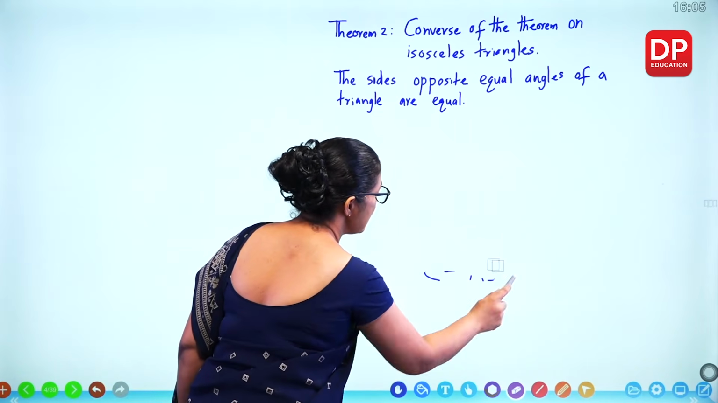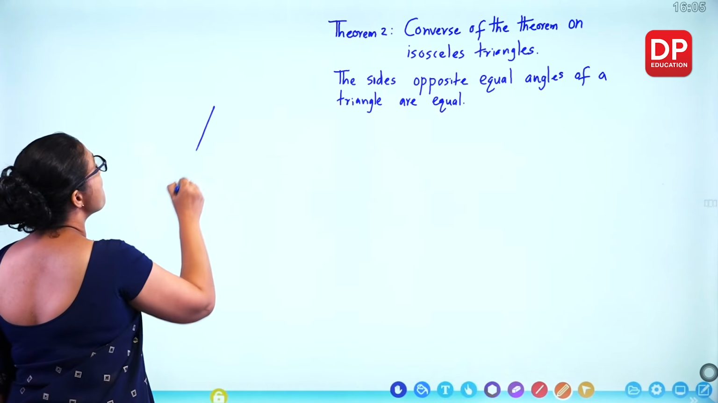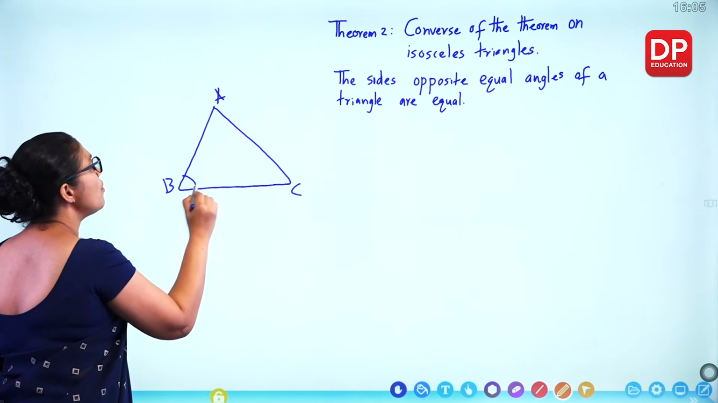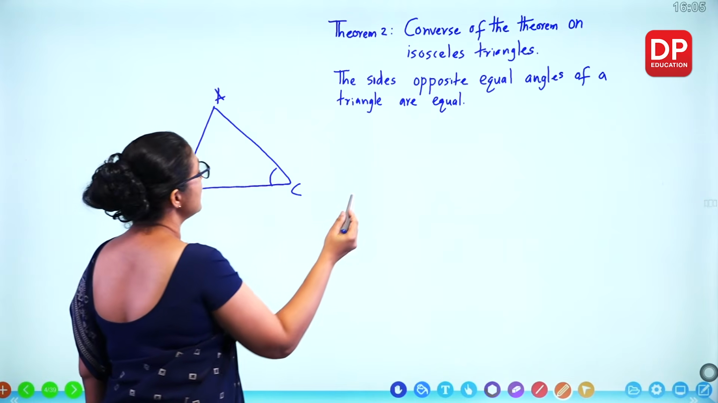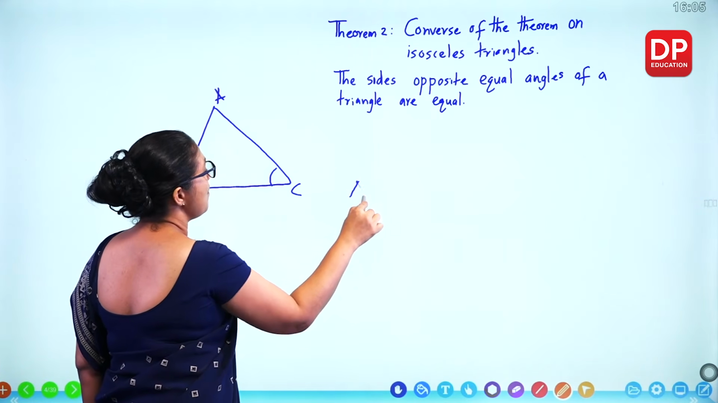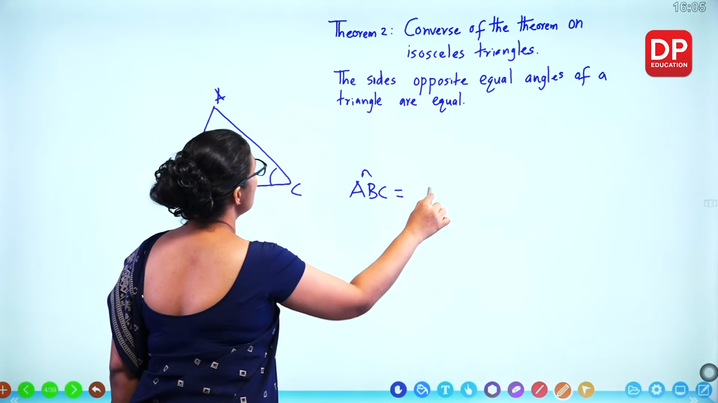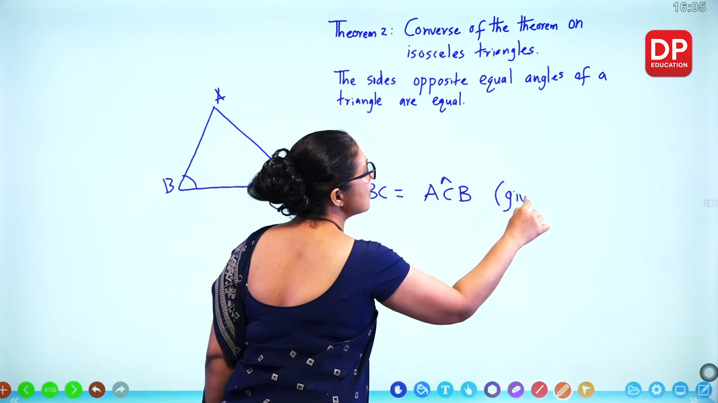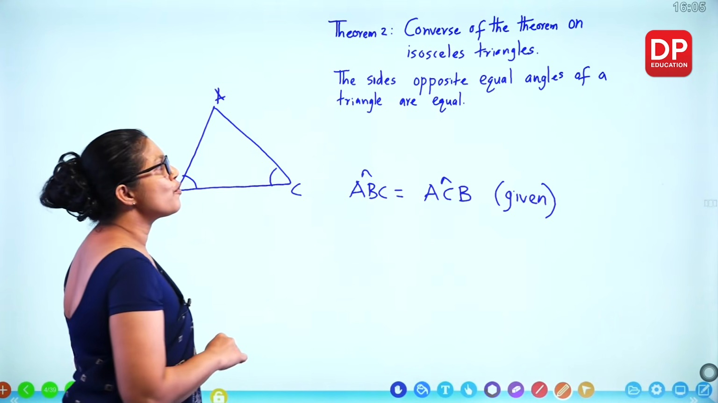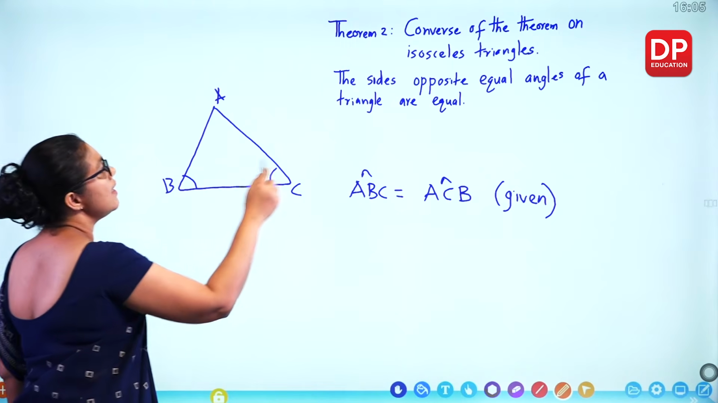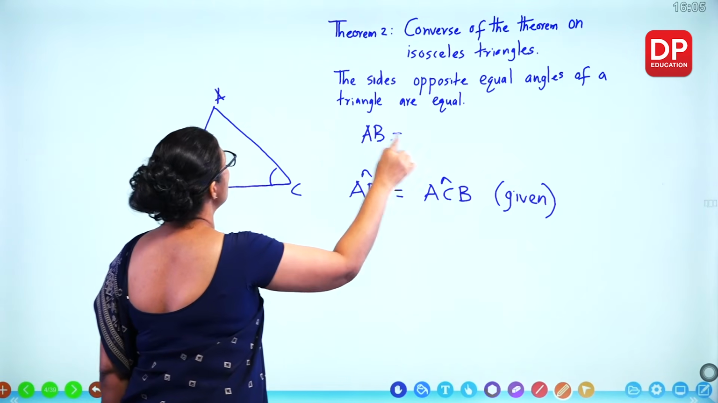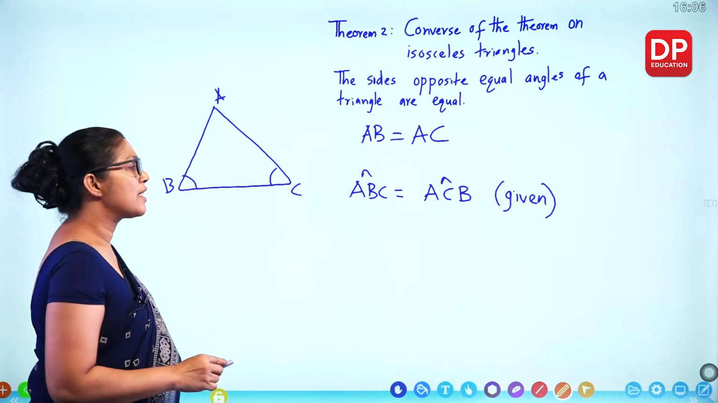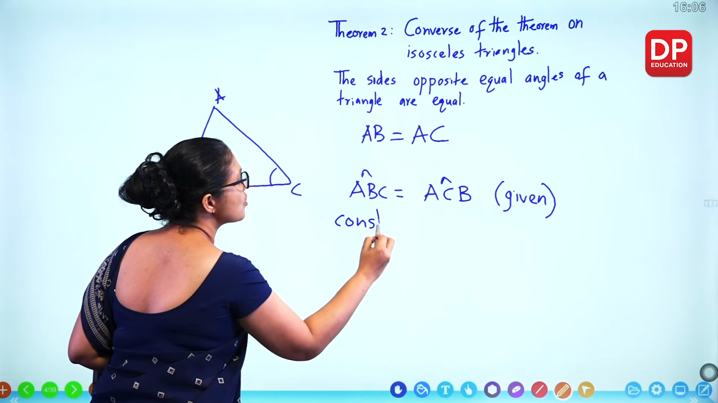Now we'll take ABC triangle again. What is given now? You have given two angles are equal. So we can write ABC angle is equal to ACB angle. So that's given. What you need to prove? You need to prove the length AB is equal to AC. So here also we need to do a construction.